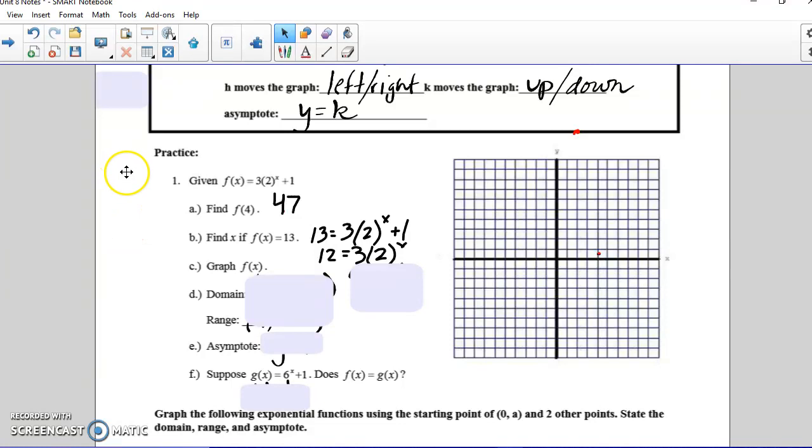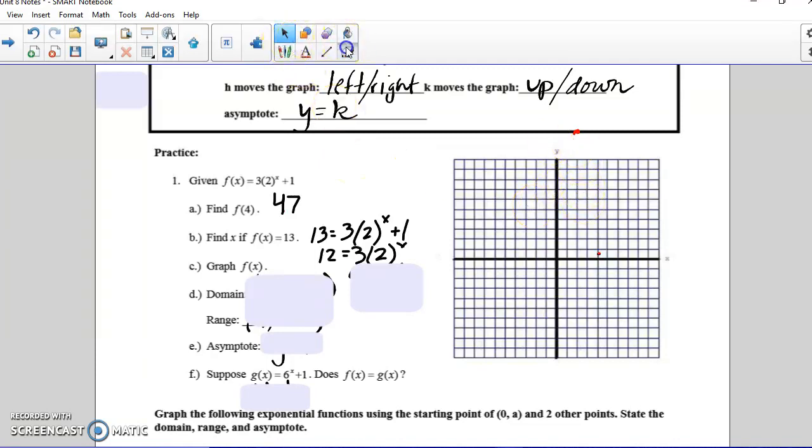So I have a function, f of x equals 3 times 2 to the x plus 1. Think first, is this exponential growth or decay? Hopefully you said growth because the 2 is greater than 1. So first step I'm asked to do, find f of 4, just a number, an x picked. When I plug in 4, I get 2 to the 4th power times 3 plus 1. That is going to be 47.